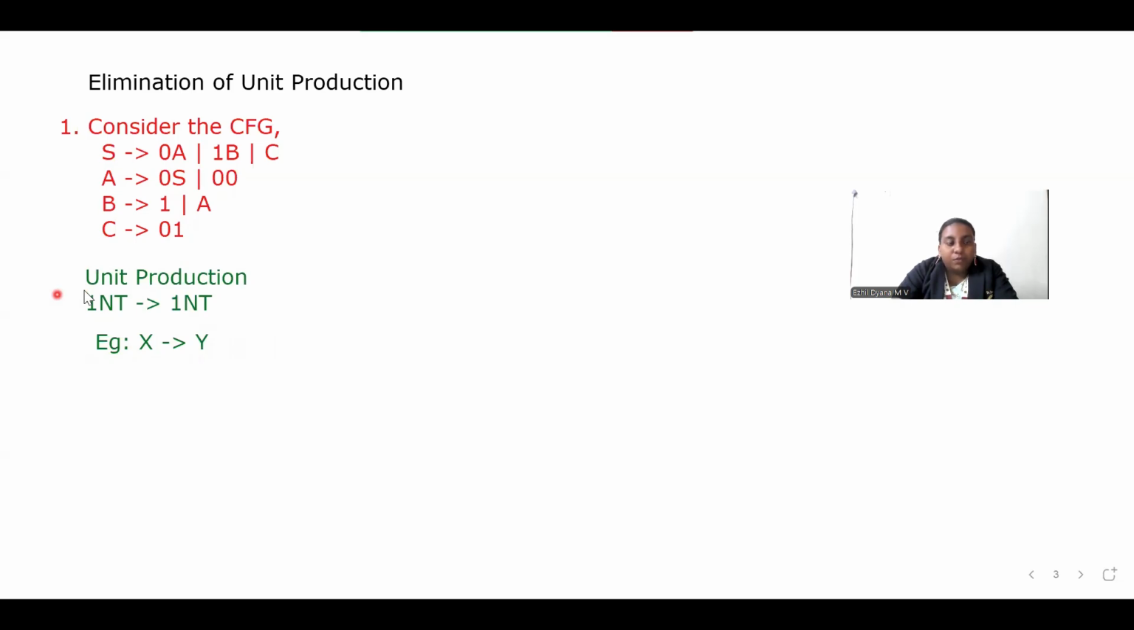So in a CFG, we need to remove the unit production. Let's see how it can be done. Before that, let's see the question. Here they have given the grammar. We need to first identify what are the unit productions. If you see the question, you can identify the unit productions in the grammar.